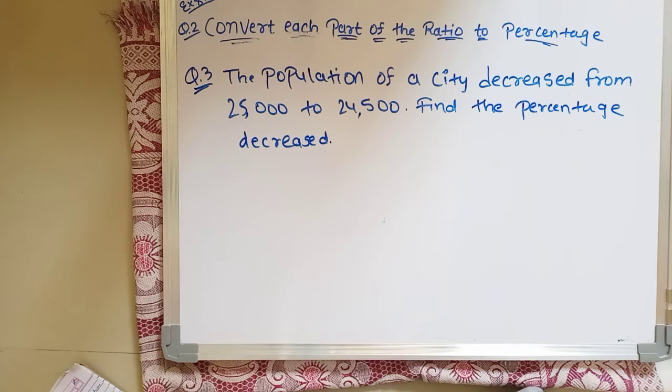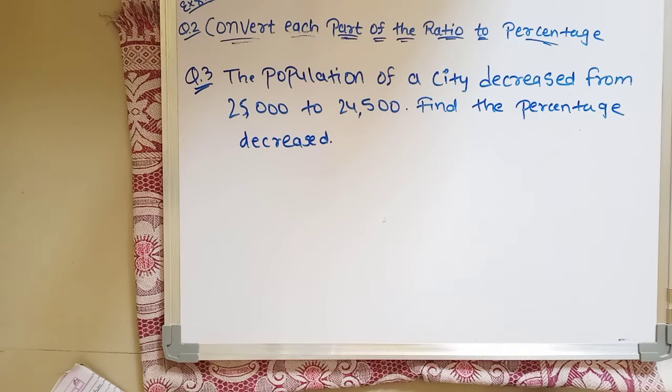The population of a city decreased from 25,000 to 24,500. Find the percentage decrease. So in this question we have to find what is the percentage of decrease in the population. Means 25,000 to 24,500 is the decrease in population, so you have to find how many percent the population has decreased. Okay, so let's find the decrease percentage.